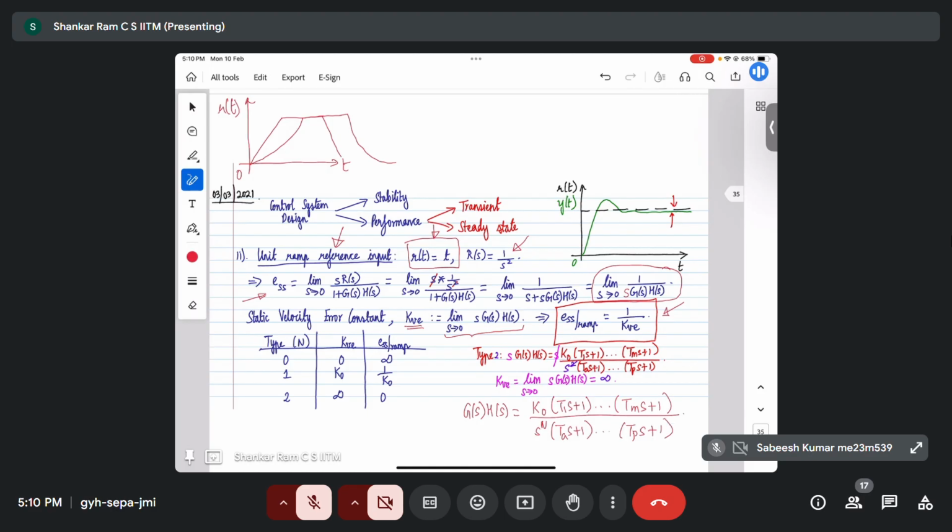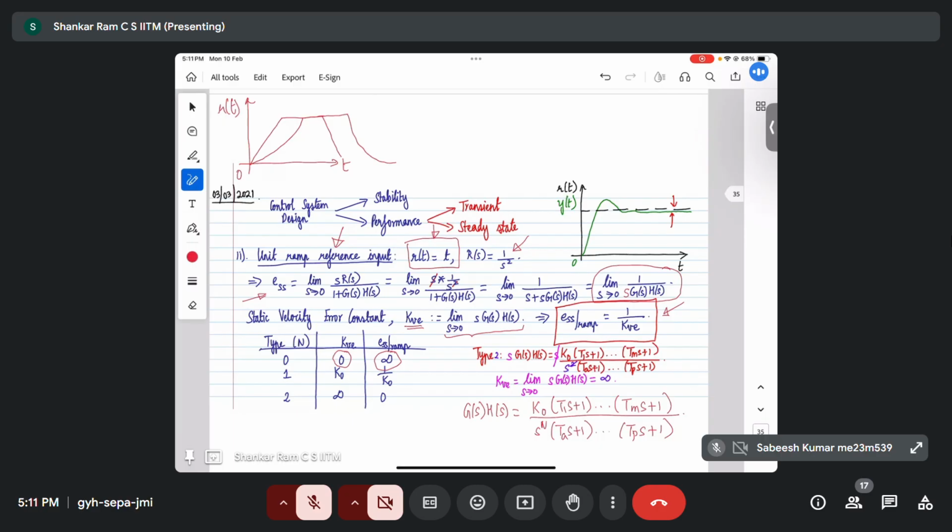If we have capital N to be 0, immediately there is no s term in the denominator. So when I multiply g of s h of s by s and take the limit s tending to 0, K_VE becomes 0. Then the steady state error for a ramp keeps on increasing. That's what this physically means: it tends to infinity, meaning we are not able to track a ramp reference signal with a type 0 system. Okay, so that is the implication.